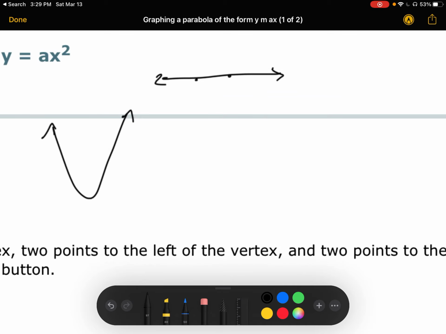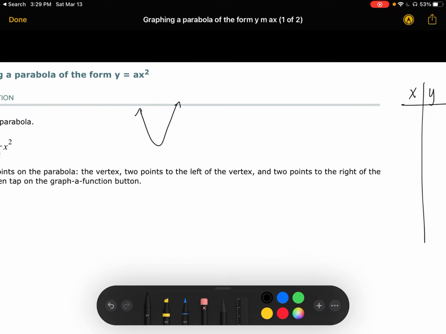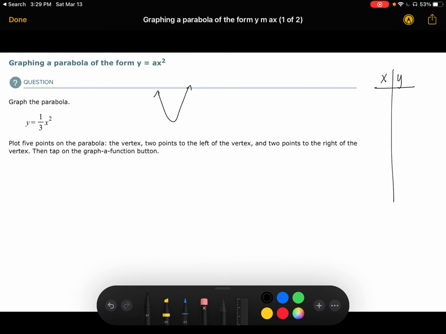Unlike a regular straight line, where Alex makes you plot 2 points to make that line, you're going to have to plot 5 points. It's going to make a little more sense when you actually graph it as to why that is, but you're going to have to do 5 points.